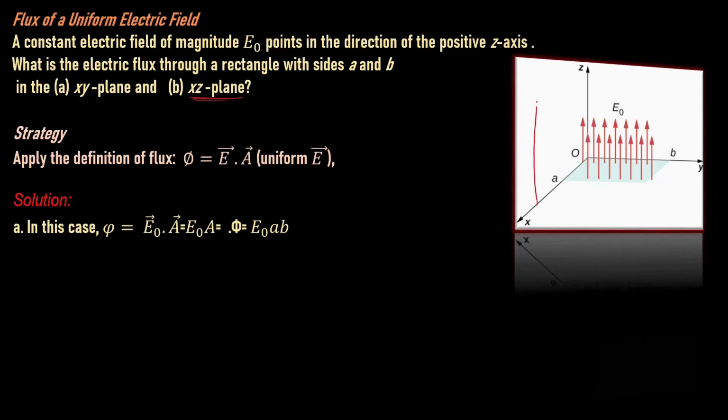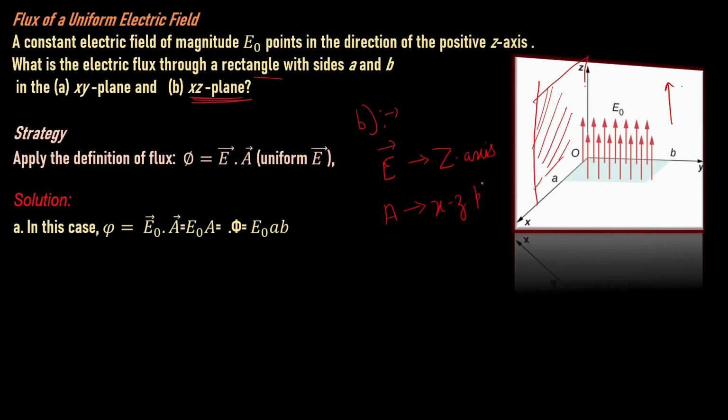For that we have to assume this is the area which is lying in this xz plane. So this one will be the area which is lying in the xz plane. For this area element also, the electric field is pointing along the z axis. So for the second situation, the electric field vector is pointing along the z axis. This time the area we have taken along the xz plane. Here they have said that the rectangle is lying in the xz plane.